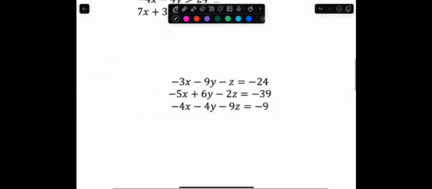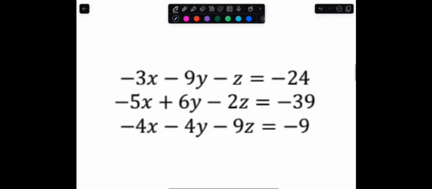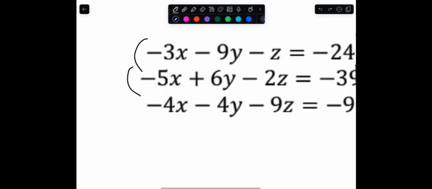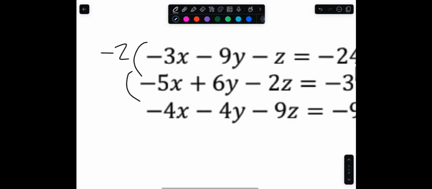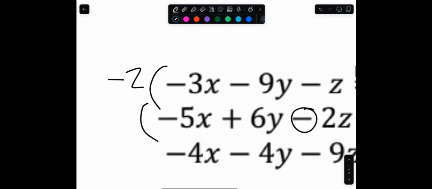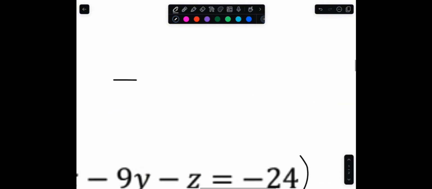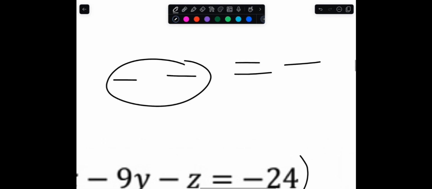Firstly, I'll start out by explaining how to do three variable systems. You're going to want to get rid of a variable first. Since we have z isolated already, we're going to multiply by negative 2 on z to counteract or cancel out negative 2z on the bottom, because two negatives equals a positive.